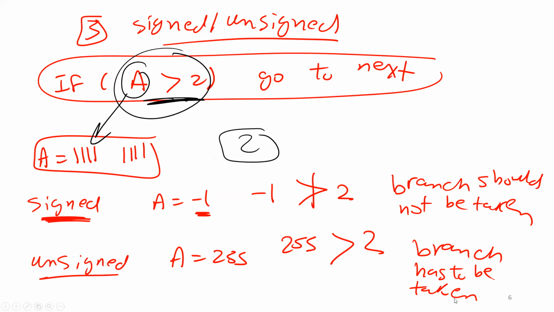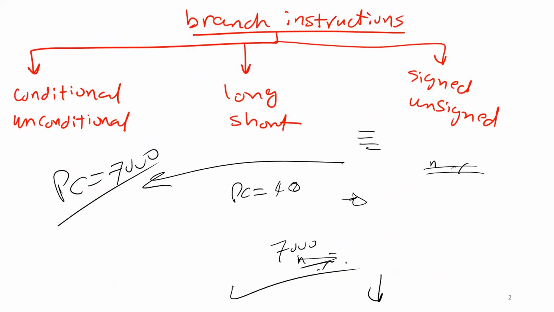That's why we have two different types of branches, signed and unsigned, because it depends on whether the number is signed or unsigned. Is that okay, guys? So now I'm going to start giving you branch instructions. For every instruction, I have to tell you if it is conditional or unconditional, long or short, signed or unsigned. You should understand what each of these means. Any questions before I move forward?